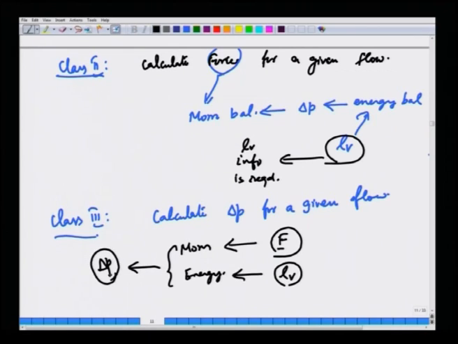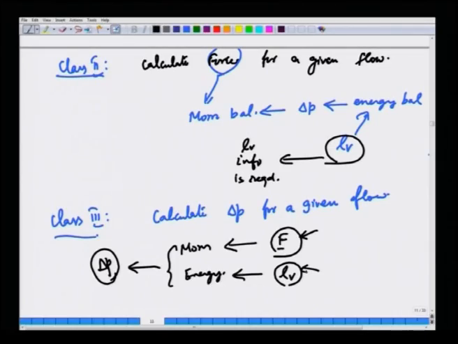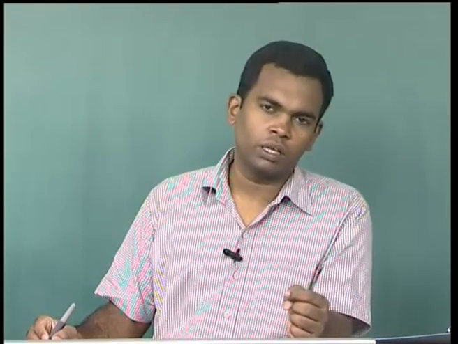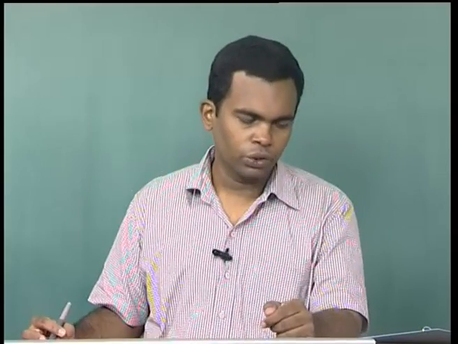The answers may not always be the same, because the knowledge of either forces or losses might itself not be so accurate. So, the resultant answer for delta P in this third class of problems will be different depending on the approach you take, and of course, whichever approximation is more accurate will give a better agreement with experimental data. So, you can have different answers for delta P.